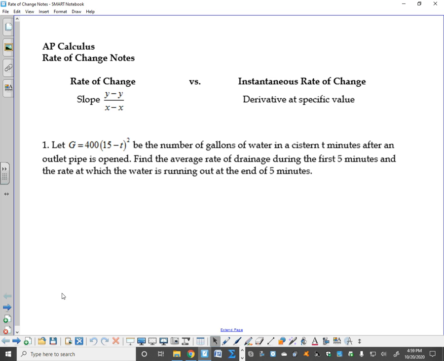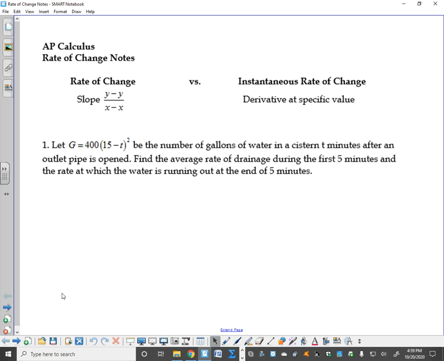Okay, so I have this function. It is quadratic. G is the number of gallons of water in a cistern t minutes after an outlet pipe is opened. Find the average rate of draining during the first 5 minutes and the rate at which the water is running out at the end of 5 minutes.